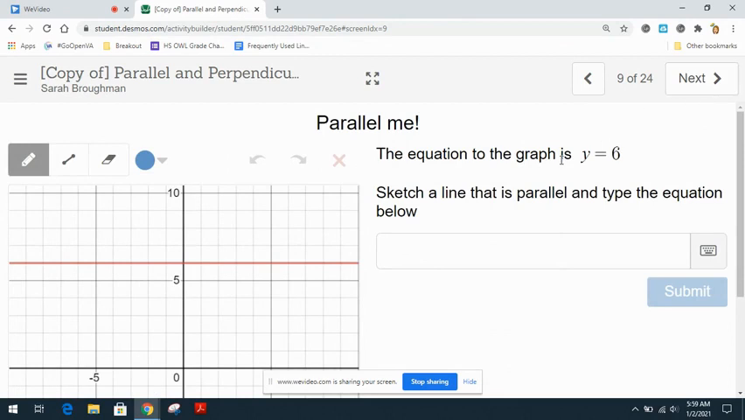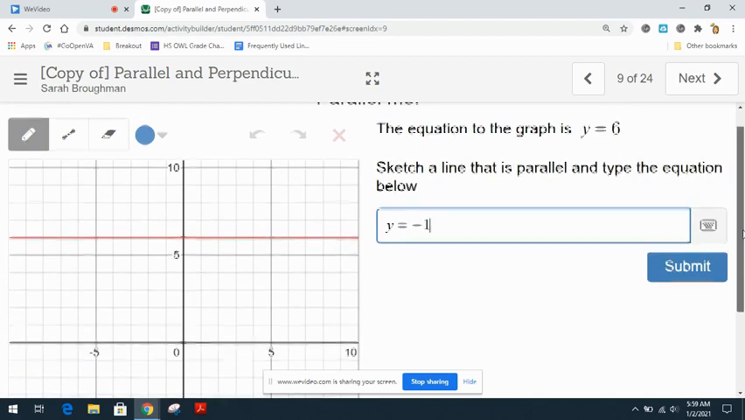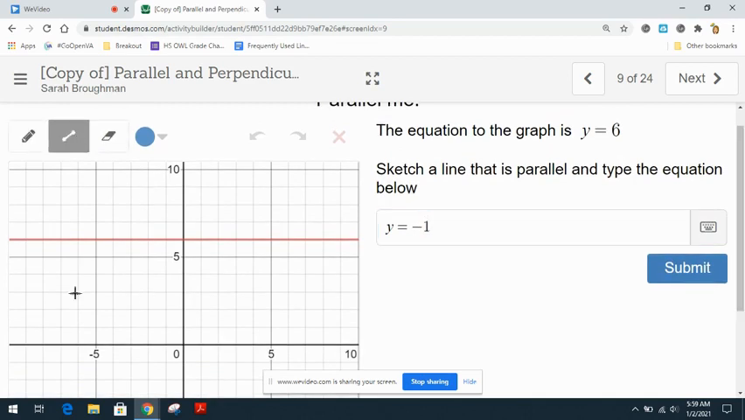And this time my equation is y equals 6. So it's a horizontal line. The slope is 0. So I'm going to keep y equals, I'm just going to change the number. So we can make it y equals -1. So I know I'm going to have a horizontal line through -1 on the y-axis.